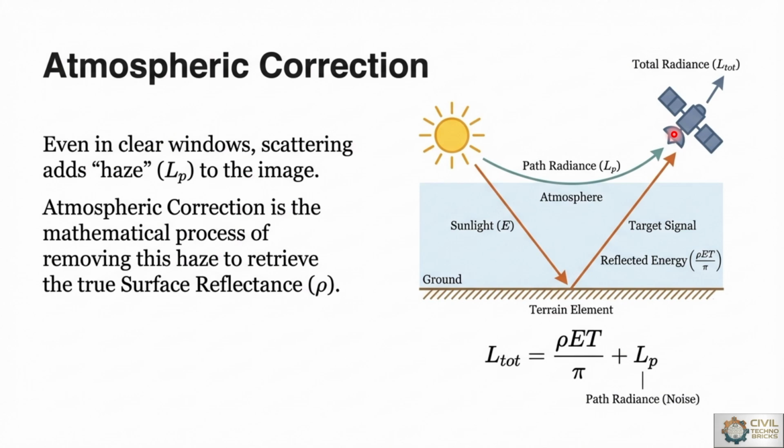Even in clear windows, scattering adds haze to the image. Just like that, even if a clear atmosphere is available, we still have some path radiance. Likewise, atmospheric correction is much needed, which is the mathematical process of removing this type of haze to retrieve the true surface reflectance. We want true surface reflectance, so we have to implement atmospheric corrections.